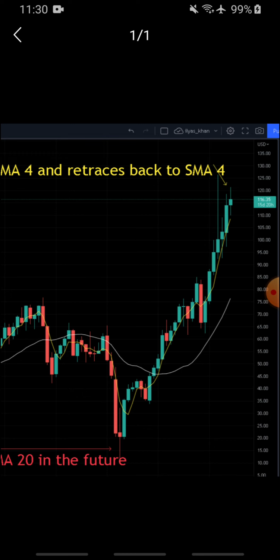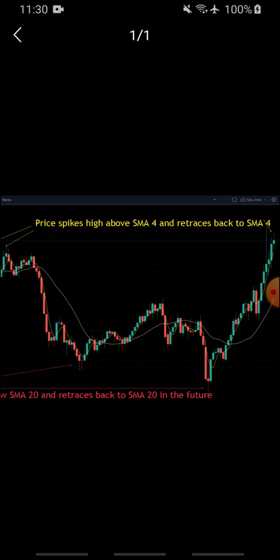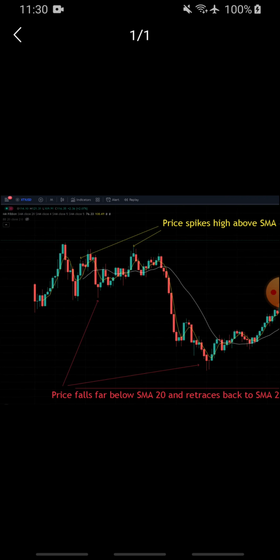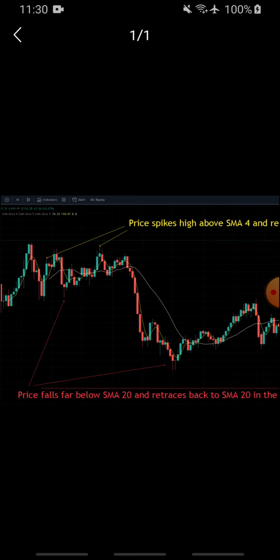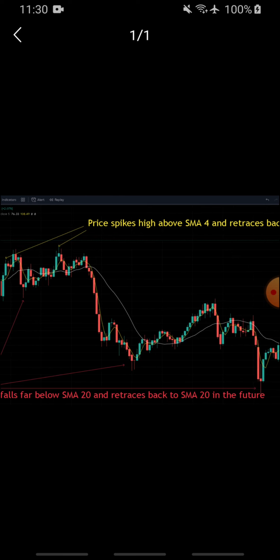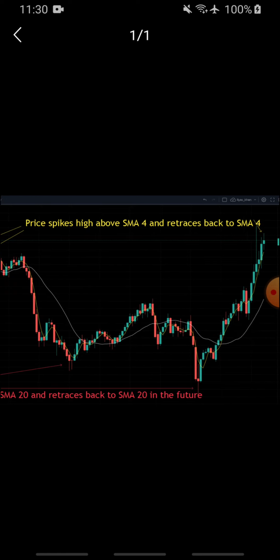So you can see that we did spike up, and then upon the next candle open this month of June, we went down about $10. So you can see there's a short opportunity there. And I also do an example about the SMA 20, where price falls far below the SMA 20 and retraces back to the SMA 20 in the future. So you can see that it dumped there and then eventually retraced back.